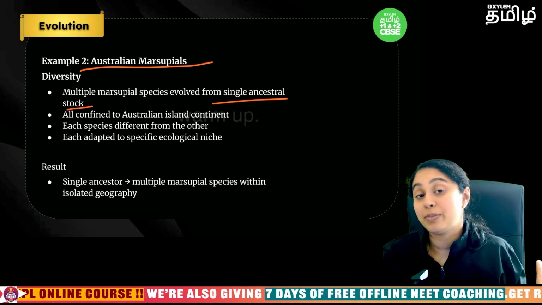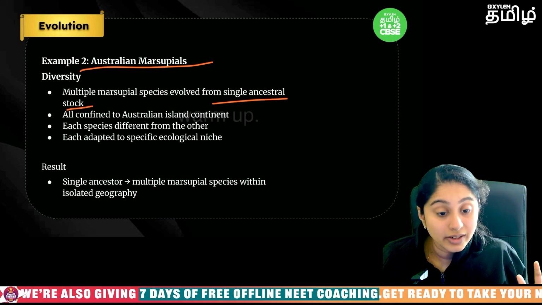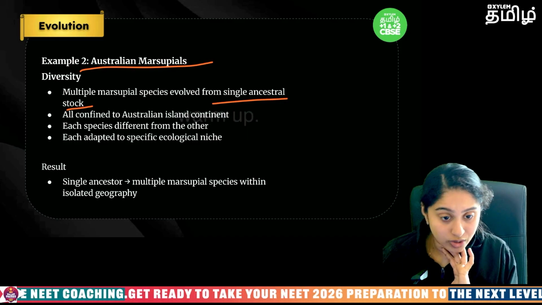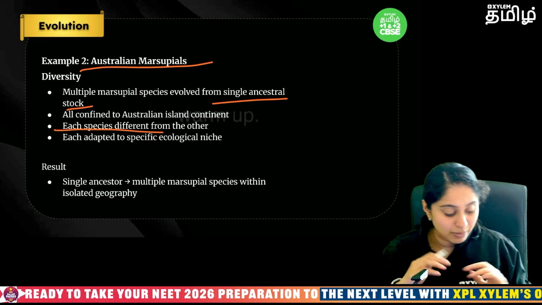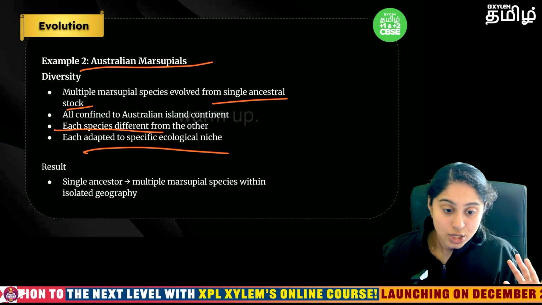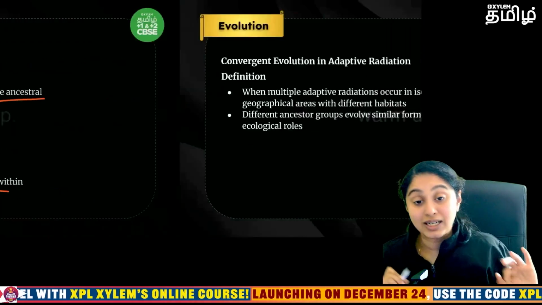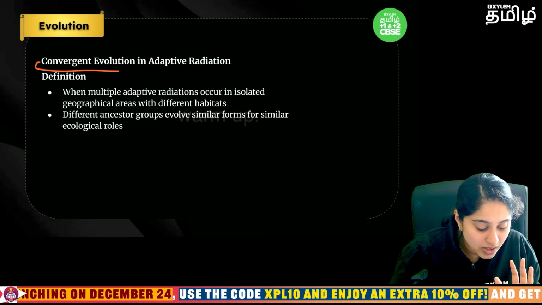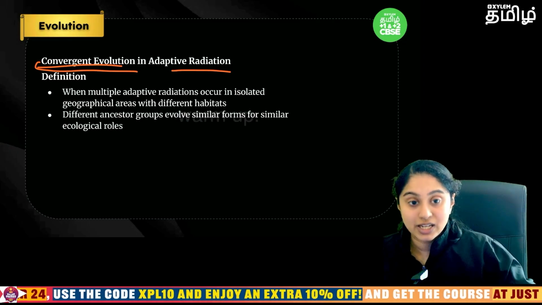From there, what happened? Because of the continental drift, the Australian island became separate. So on this continent, every species became different from each other and adapted to one place. From a single ancestor, we have multiple marsupials in the same place. Now, what is convergent evolution in adaptive radiation?